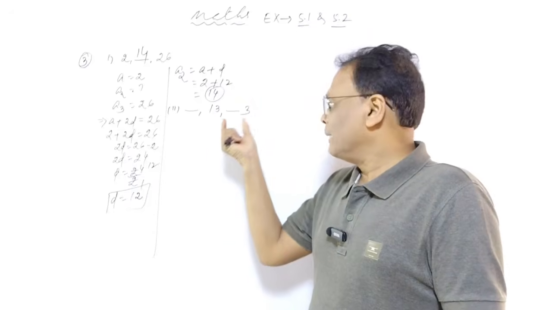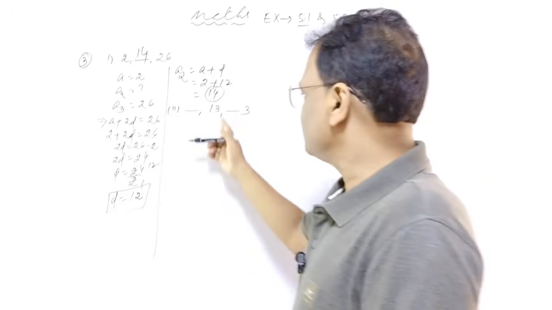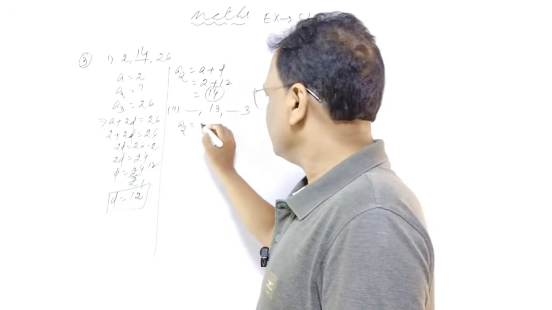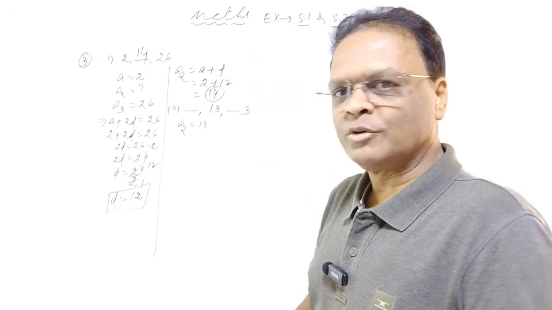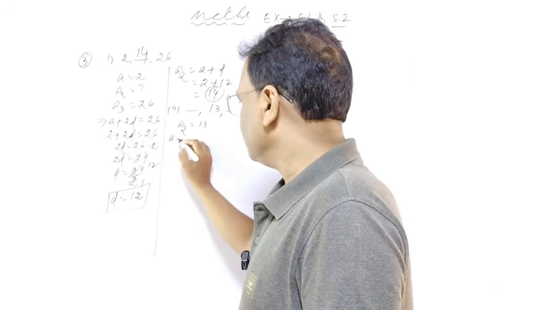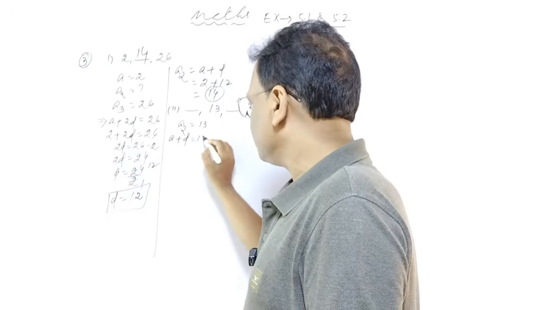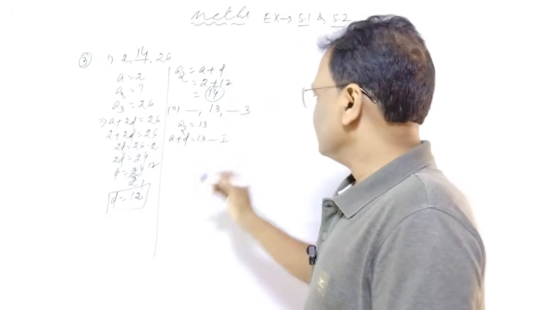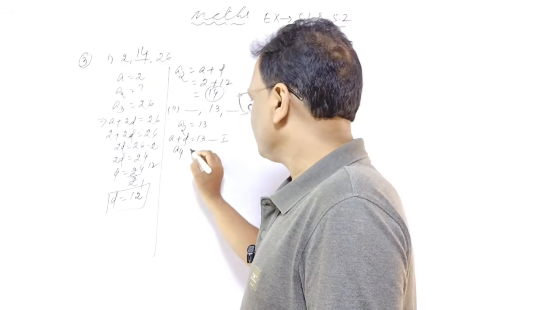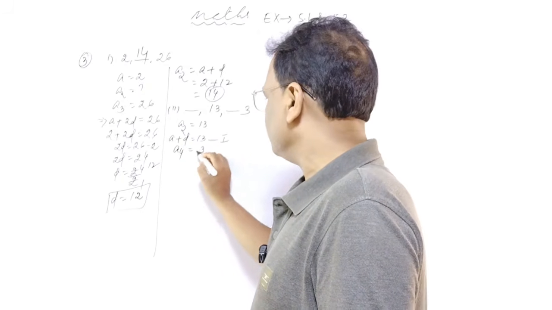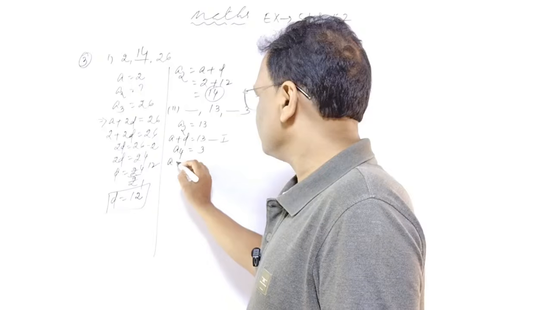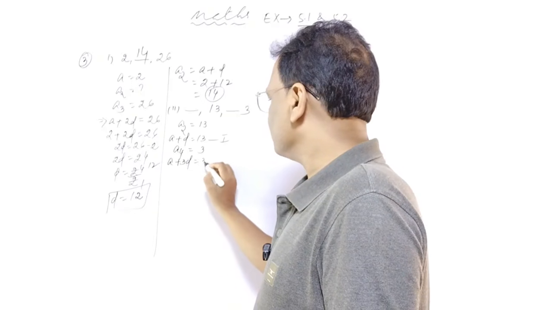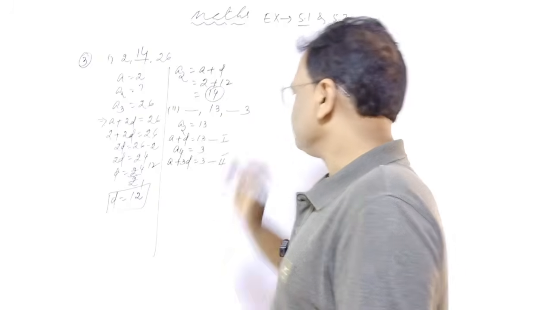Use completely what he has given. Which term is this? This is your second term, so I can write A2. A2 is equal to what? 13. Okay. This A2 formula is A plus D. A plus D is equal to 13, and this one I am writing as equation number 1. Then A4, what is A4 given? A4 is equal to 3. But the A4 formula is A plus 3D. This A plus 3D is equal to 3. This is the second equation.